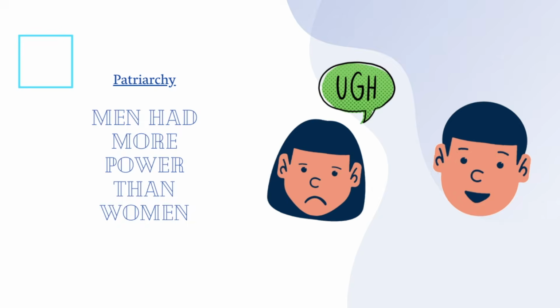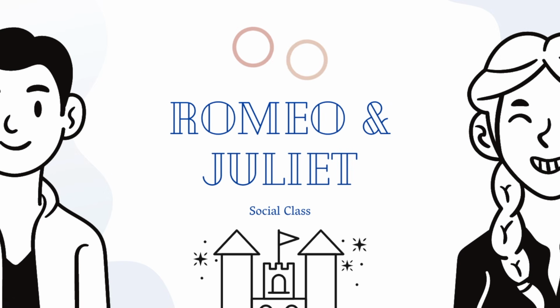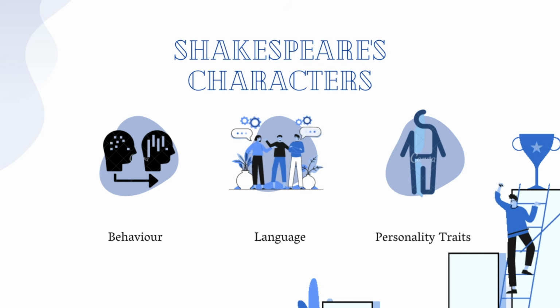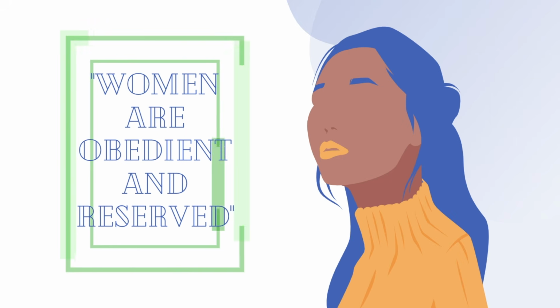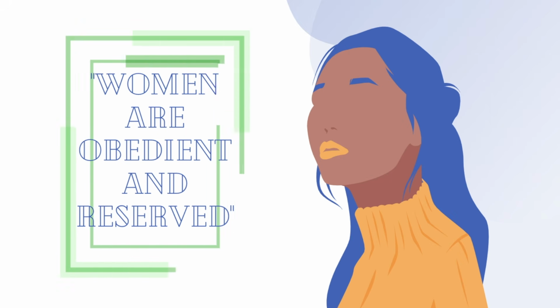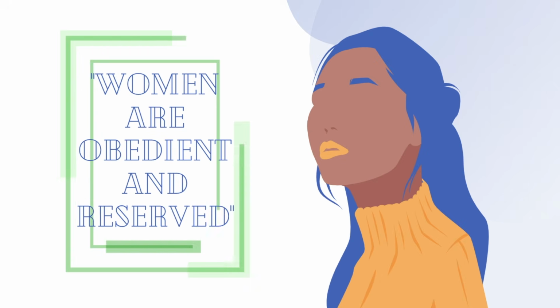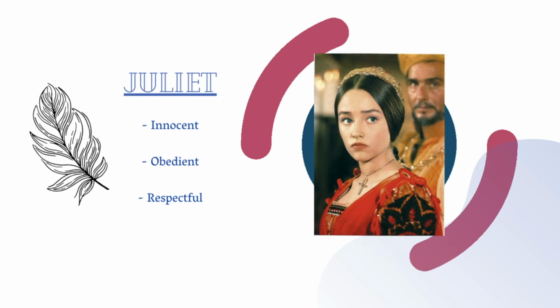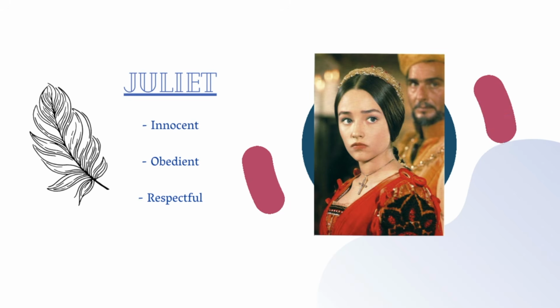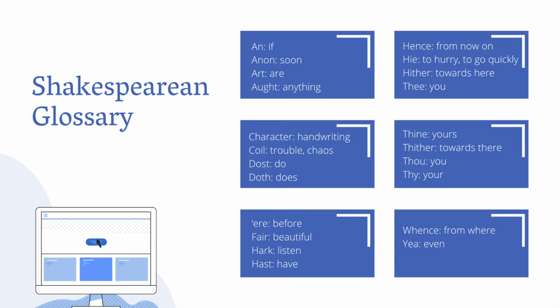In Romeo and Juliet, Shakespeare shapes his characters depending on which social class they belong to. Their use of language, behavior, and personality traits revolved around their status. Patriarchies in which women are supposed to be obedient and reserved to the men in their lives will always be present in Shakespeare's plays. This is why Juliet is introduced in the play as innocent, obedient, and respectful, and is later punished for speaking her mind.